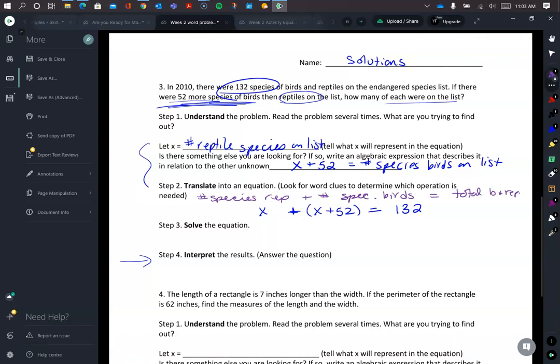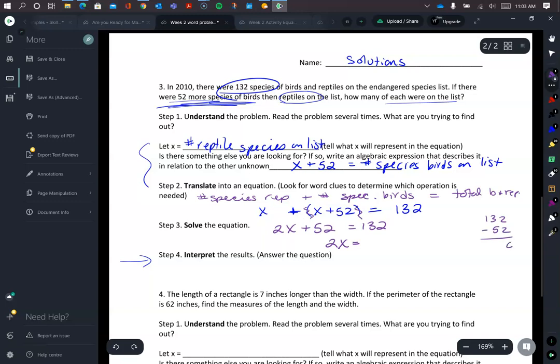Now we're going to go ahead and solve. So we can just remove our parentheses on this one because we're distributing a plus. So I would have 2x plus 52 equals 132. Then I would go ahead and solve that out. So 2x equals 132 minus 52. You can just do that off to the side if you want there, or just do it in your head, that's fine. Divide both sides by 2, and I would get, for my answer, x equals 40.